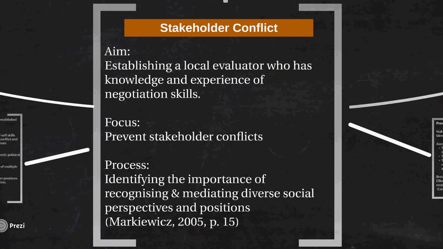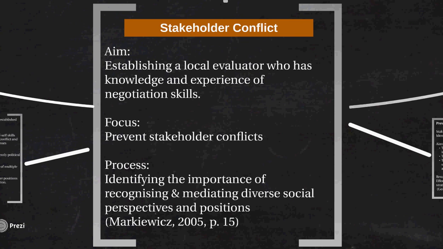In Part 9, I will discuss how we will address potential stakeholder conflicts. Our monitoring and evaluation strategy will attempt to balance multiple stakeholder interests, which can cause many challenges. The views of stakeholders are often diverse and reflect different political and organisational interests. Our monitoring and evaluation framework has identified the importance of recognising and mediating diverse social perspectives and positions that can result in potential stakeholder conflicts.